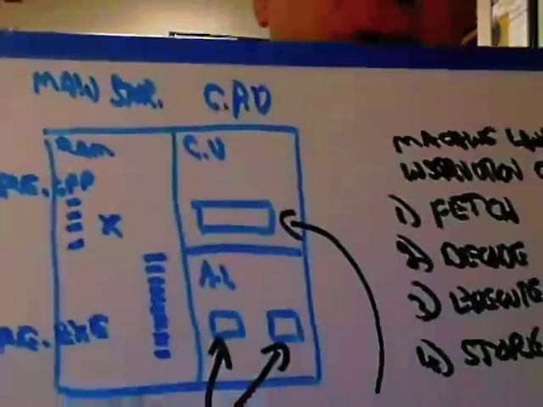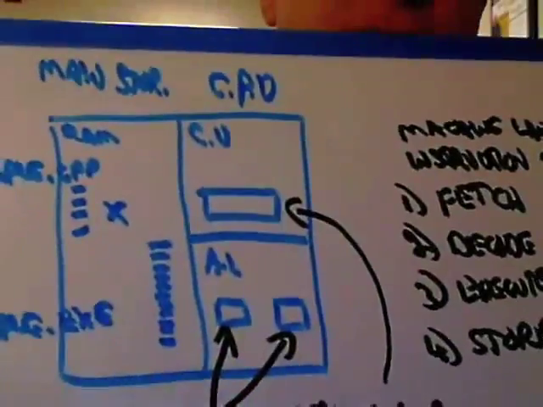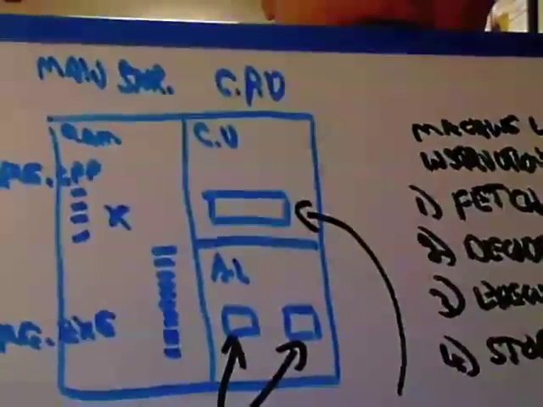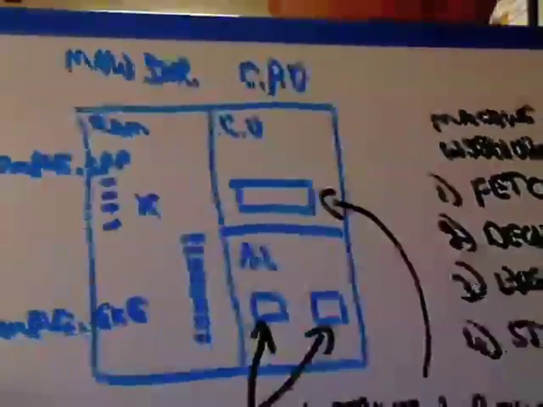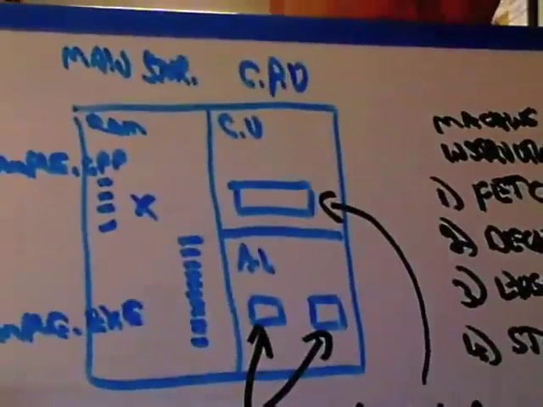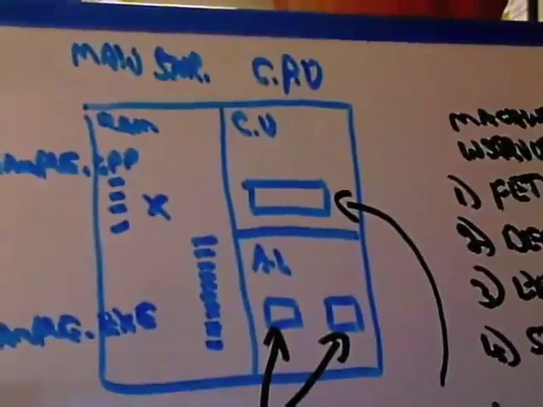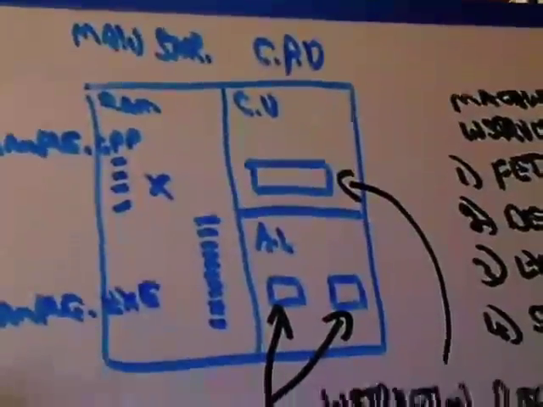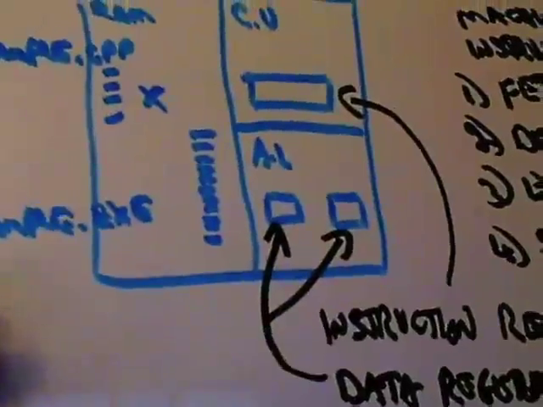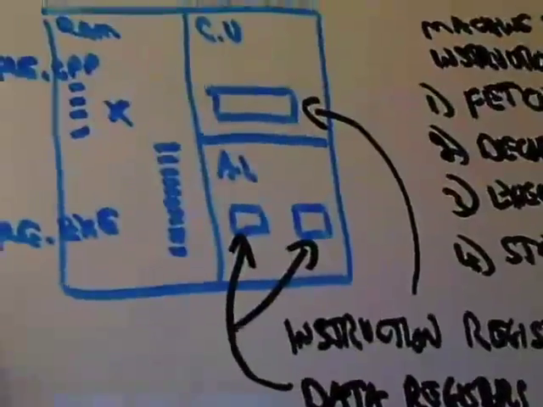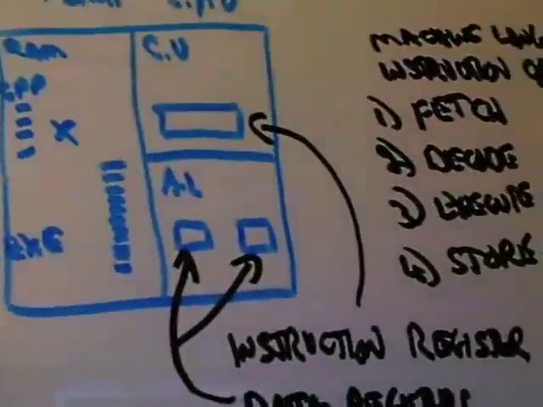So here's the deal. You saw this picture earlier, main storage and the CPU. Main storage consists of RAM, and I left out RAM, so let's just think of main storage as being RAM. The CPU consists of the control unit and the AL unit. The control unit is the brain of the computer. The AL unit, the arithmetic logic unit, is the workhorse of the computer. The two boxes in the arithmetic logic unit area are data registers, and the one box in the control unit area is an instruction register.